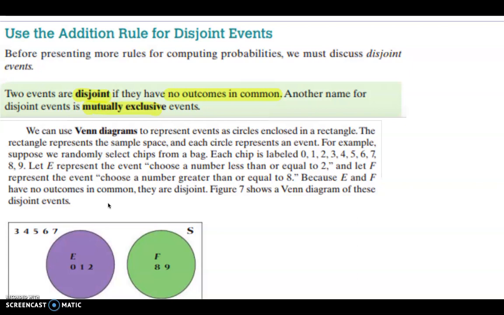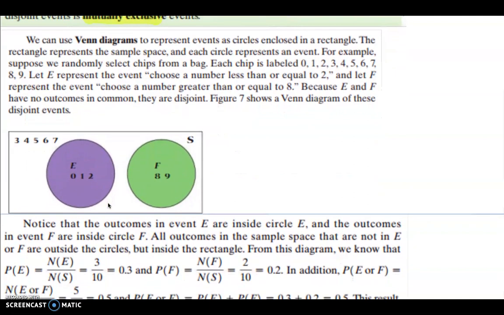So for example, what's the probability of tossing a coin and getting a heads and a tails? That would definitely be disjoint because there's no way you could do that. Well, we'll go through some examples. If one happens, the other one cannot happen. So we're going to use what's called a Venn diagram to represent events as circles enclosed by a rectangle.